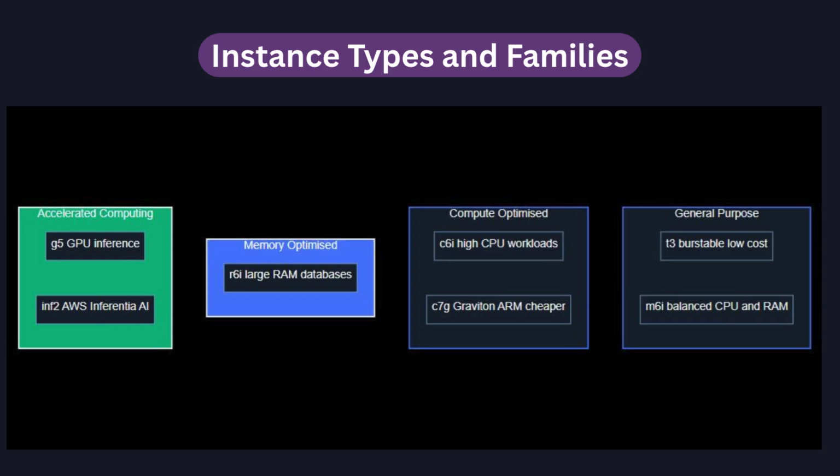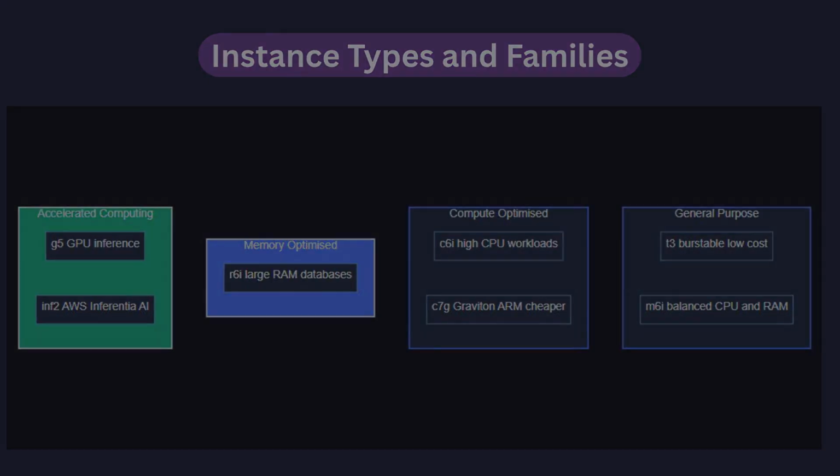Accelerated computing instances like G5 and INF2 are designed for AI and machine learning workloads. Each instance type follows a naming pattern that helps identify its generation and performance, allowing you to choose the most efficient option for your workload.